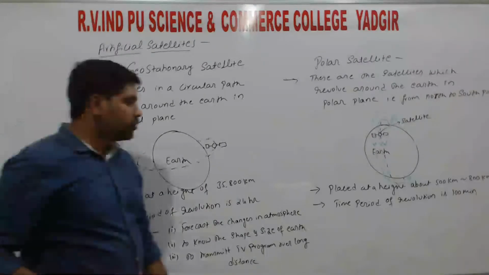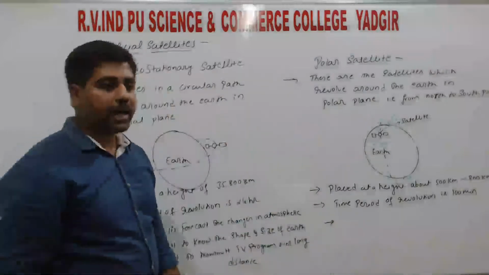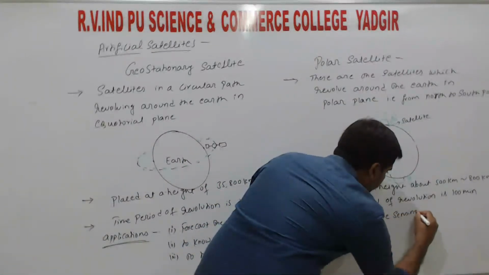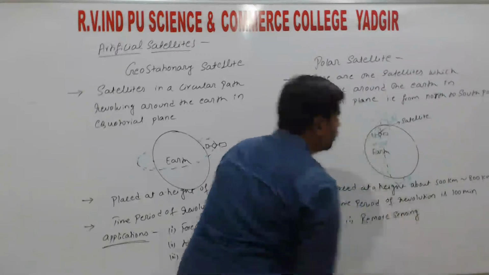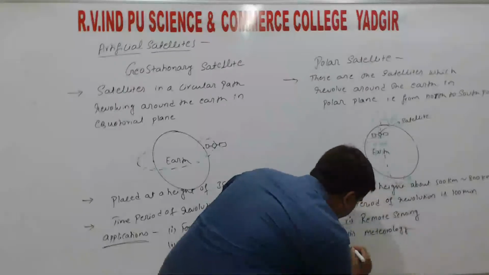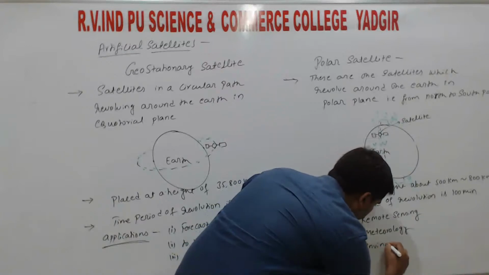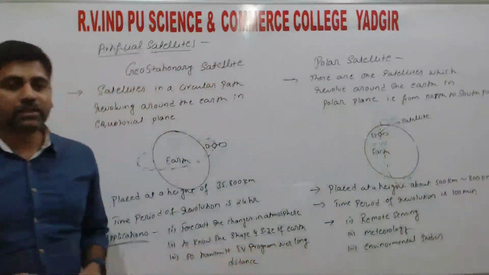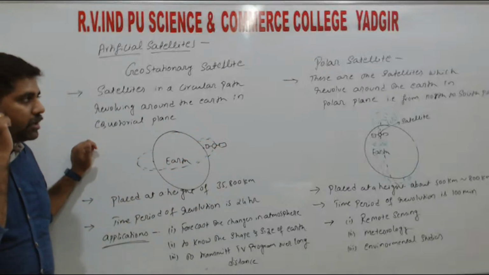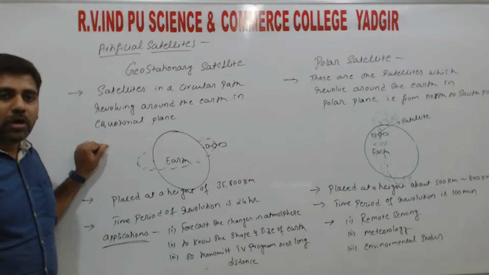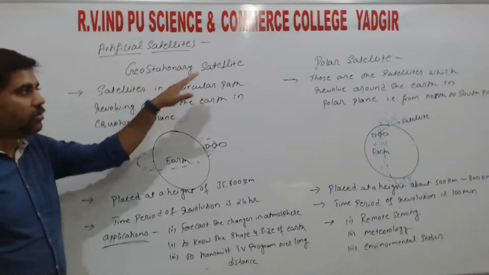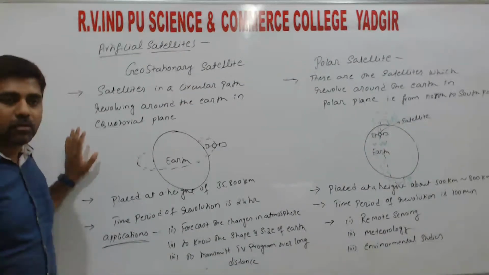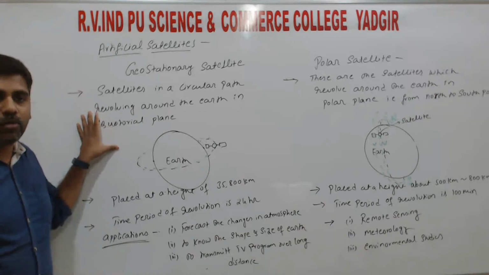So here in applications of polar satellite, the first application is remote sensing, right? And then meteorology, weather forecast. So here we can make the difference between the geostationary and polar satellite. The geostationary satellite appears to be stationary, whereas polar satellites revolve around the Earth from polar regions, that is from the north region to the south region, right?